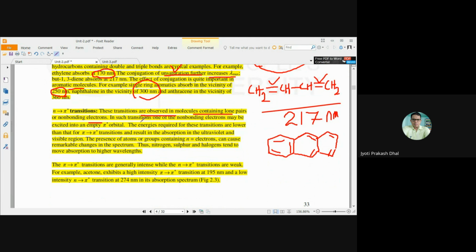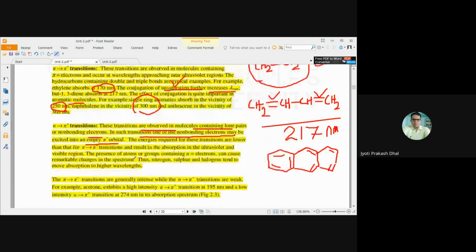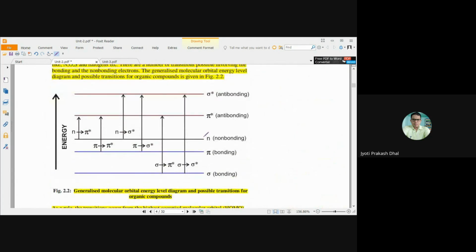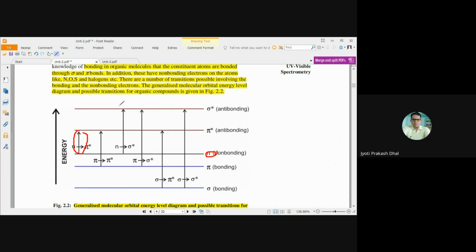In such a transition, one of the non-bonding electrons may be excited into an empty pi star orbital. So the non-bonding electrons present in this energy level may be excited into an empty pi star orbital, or they may be excited into an empty sigma star orbital, but this is of higher energy, that is not possible within the UV visible range, but this one is possible in the UV visible range.